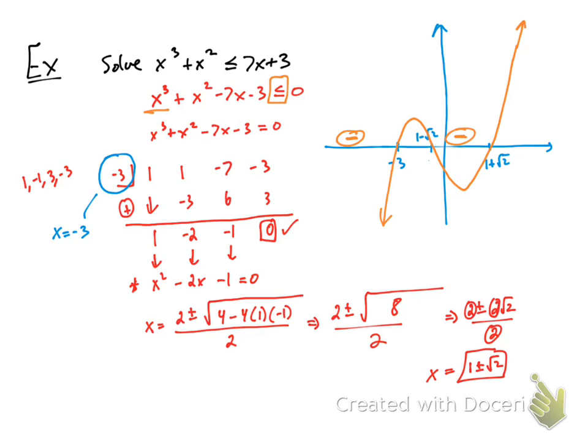So my solutions are going to be negative infinity to negative 3. I include the negative 3 because we're less than or equal to. And then union, I'm from 1 minus root 2 to 1 plus root 2. And that is the solution.